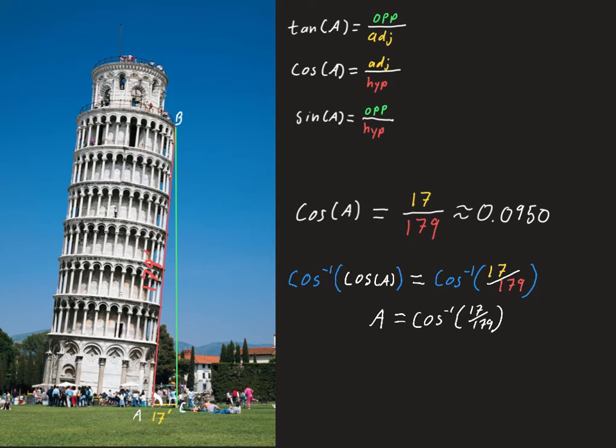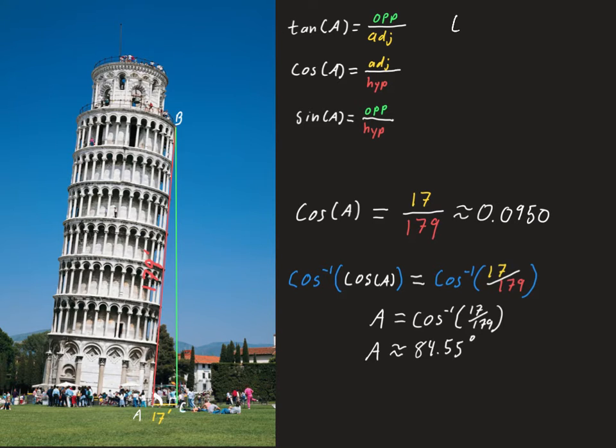So this is where on your calculator you need to figure out how to calculate this. On some calculators you hit the cosine button twice, so this little -1 shows up, or you might hit the second button and then cosine to get it. So try putting this into a calculator and see if you can get an answer of 84.55. Now we know that the measure of this angle A is 84.55 degrees if the hypotenuse here is 179 feet and this leg in the bottom is 17 feet.